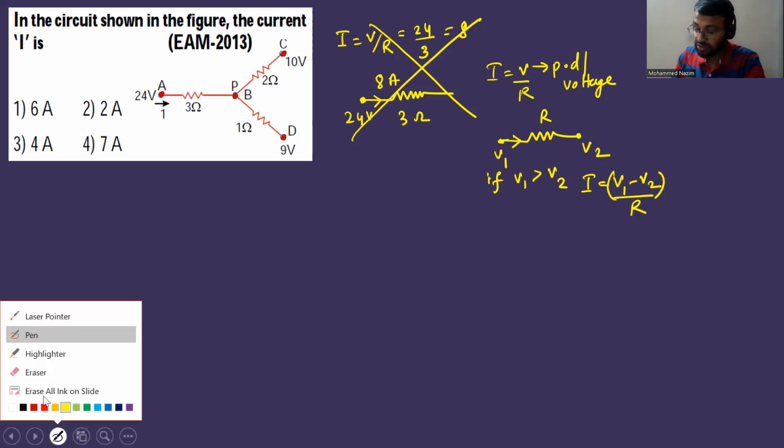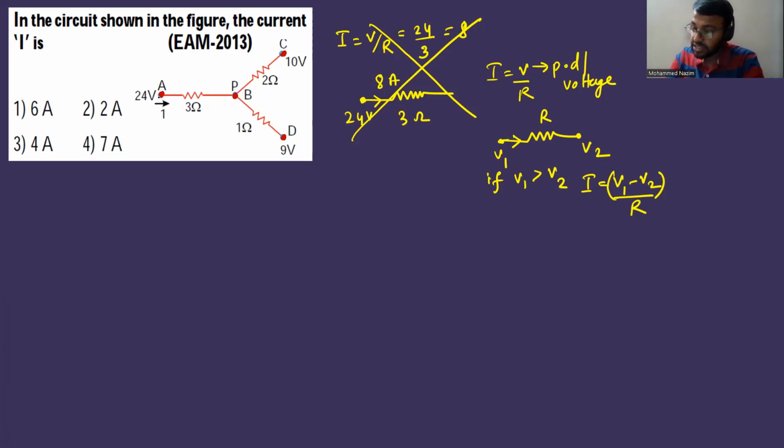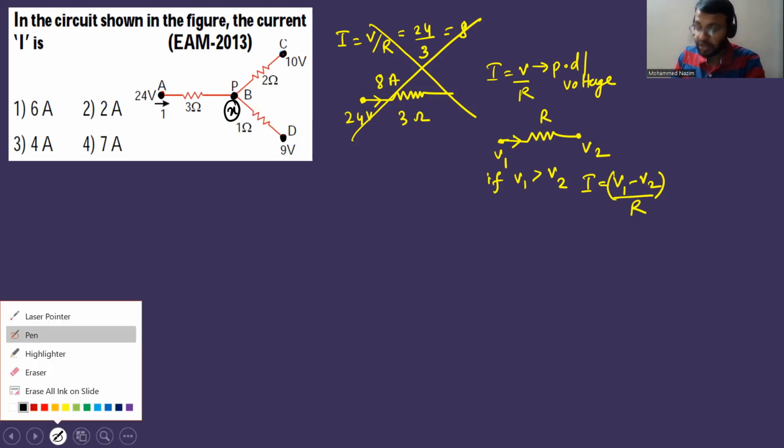So here what we have to do is, this is 24 volt given, this is 10 volt given, this is 9 volt given. The potential of this node is unknown. So first you need to find the potential of this node. Let me call it X, because the potential of that node is unknown.